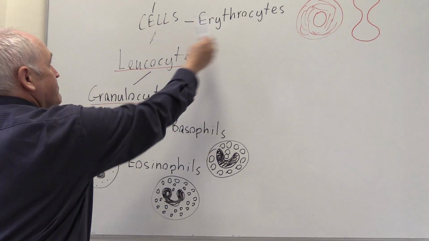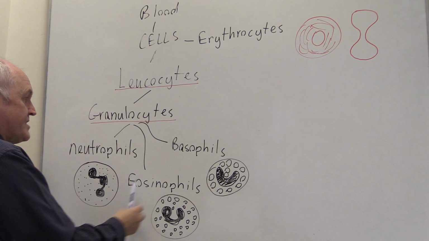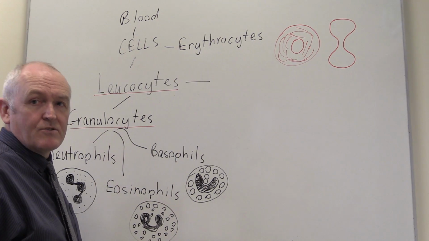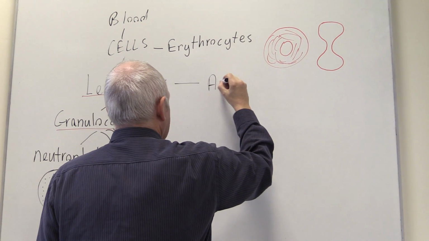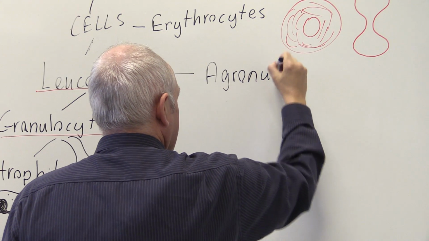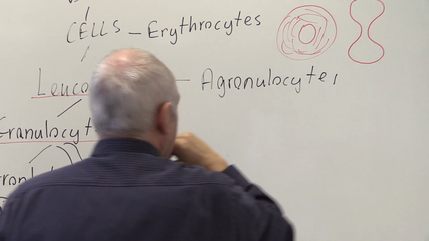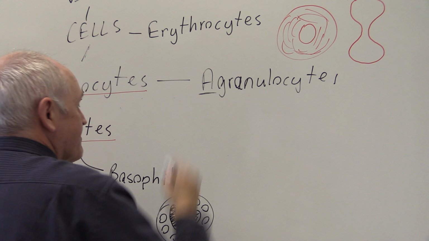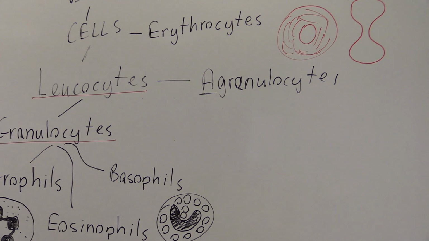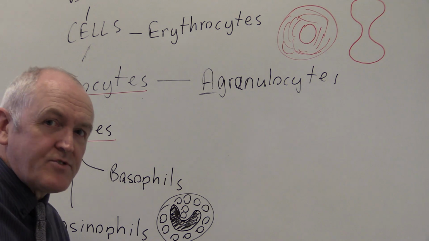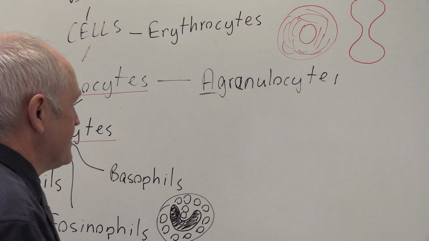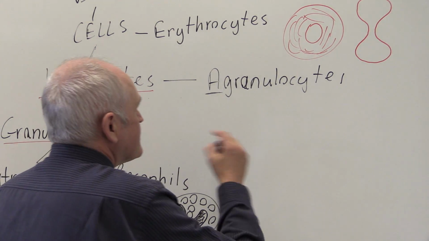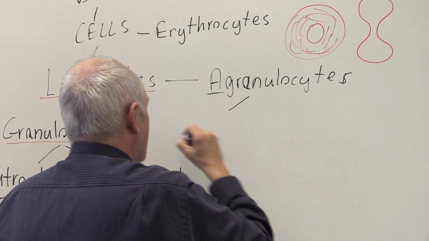So, cells, erythrocytes, leukocytes, granulocytes, neutrophils, eosinophils, basophils. The next classification of leukocyte we want to think about are the agranulocytes. Now, a means without granules. It's not that these cells don't have granules, it's just that people couldn't see them under the light microscope, because indeed some of these cells do have granules, in fact. So when we're thinking about the agranulocytes, there are monocytes.